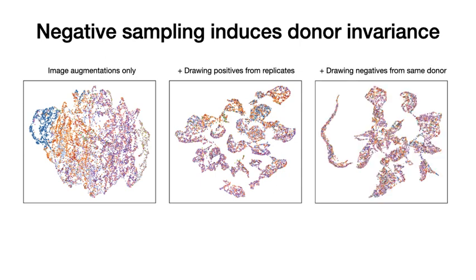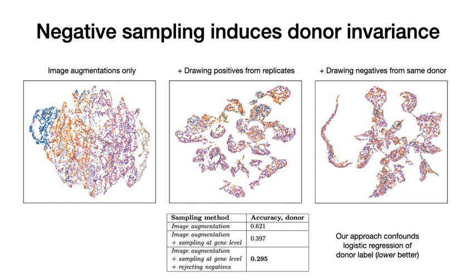To fix this bias, we therefore additionally modified the conditional distributions of negatives to only draw from the same donor as the query. And this does induce uniform mixing of donors across clusters. We quantify the effect of both of these procedures via cross-validation accuracy of a logistic regression trained to predict the donor label, and find that both of our modifications confound this classifier, indicating that we've induced a desirable fairness property with respect to this attribute of donor label.